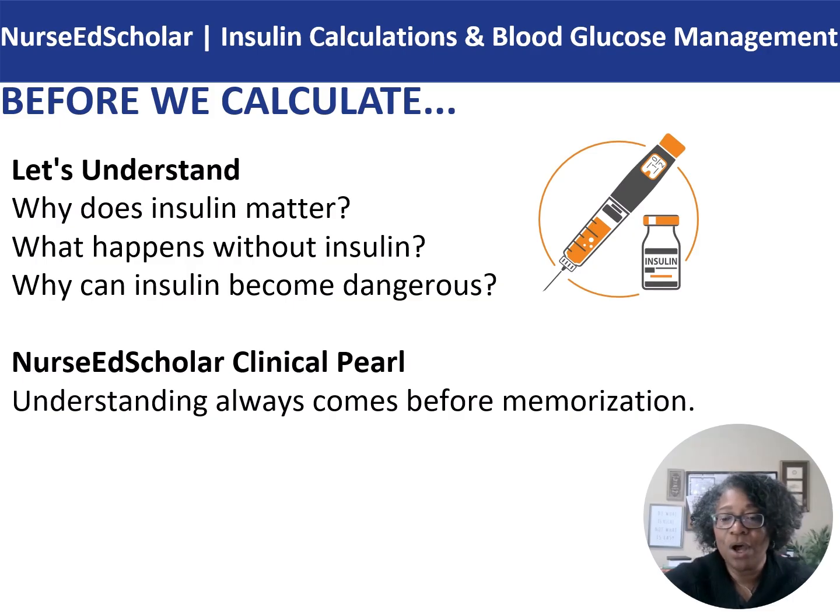So, when we talk about Mr. Rodriguez and his blood sugar, we say, well, why does insulin matter? We know that his blood sugar is 328. So you're like, should I really give this insulin? Should I give it right now? What would happen to him if I don't have insulin?